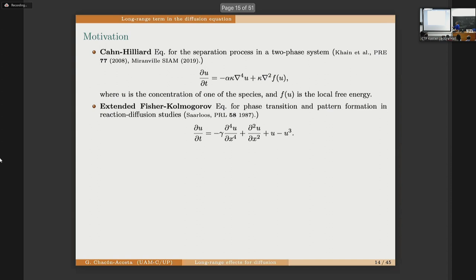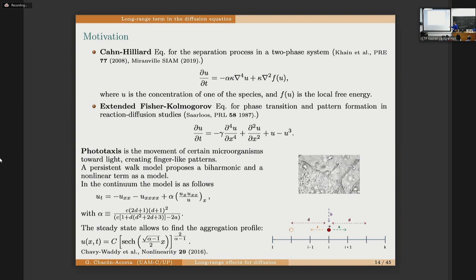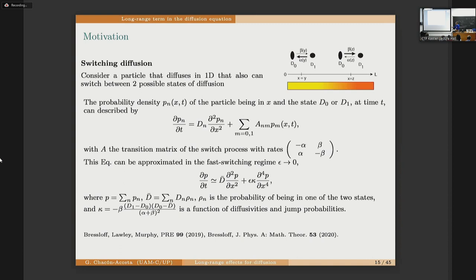Also, this appears in a different equation, like the Cahn-Hilliard equation. But let me just tell you about this model, the Chapiro-Nadi model for phototaxis based on a random walker that is persistent, but also has this sensing distance that can be influenced by its neighbors, and they found this equation with these fourth order terms and also this interesting nonlinear term. Also, these fourth order terms appear in some approaches to switching diffusion, but I skip this.